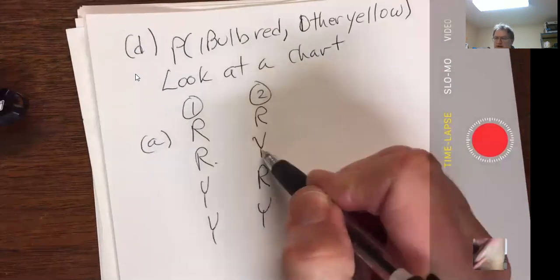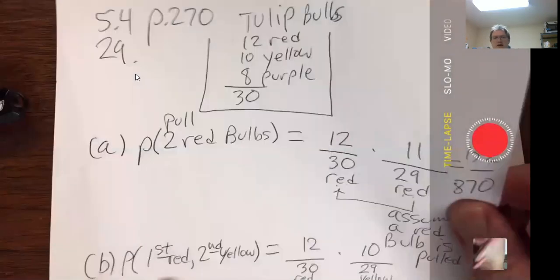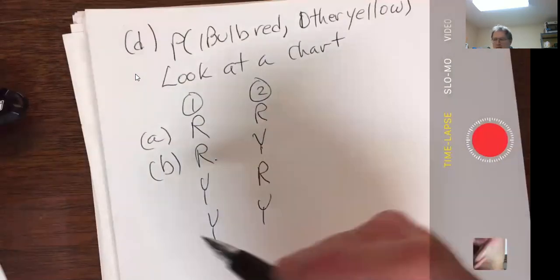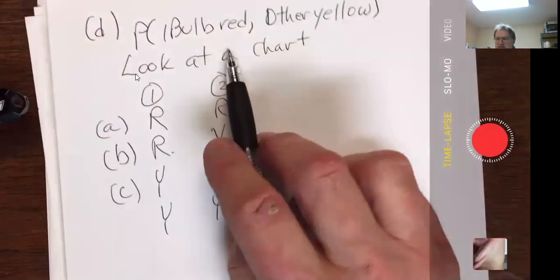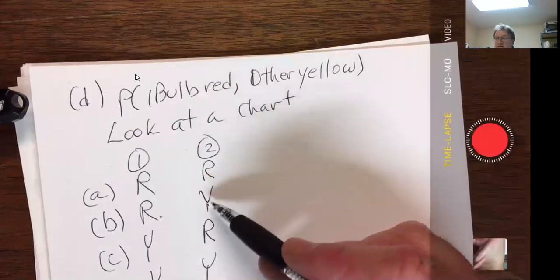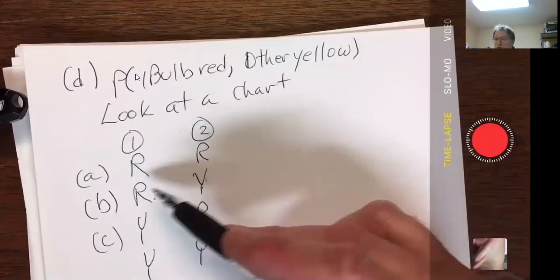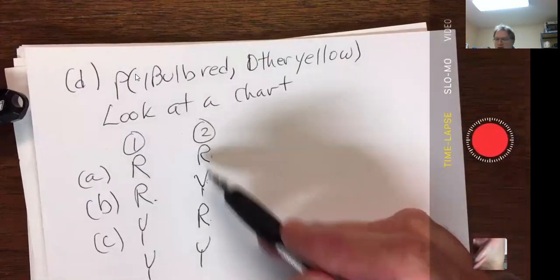Row 2, first one red, second yellow. That's part B, was row 2. First red, second yellow. Part C was row 3. He's basically just working his way right down the chart. First yellow, second red. All right. So do you see that when he's asking for 1 bulb red, the other yellow, that's basically the answers to B and C? Rows 2 and 3 here. They're the only rows with 1 bulb red, the other yellow. The 2 red don't count, the 2 yellow don't count.